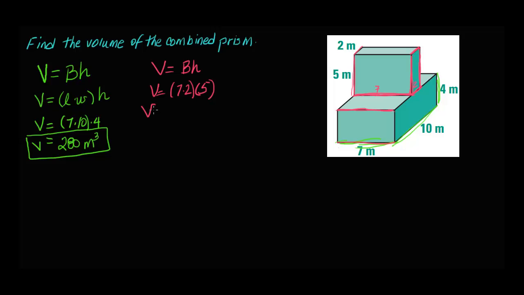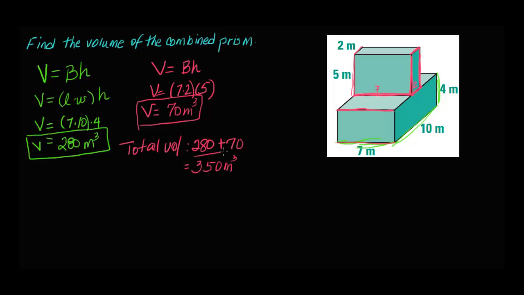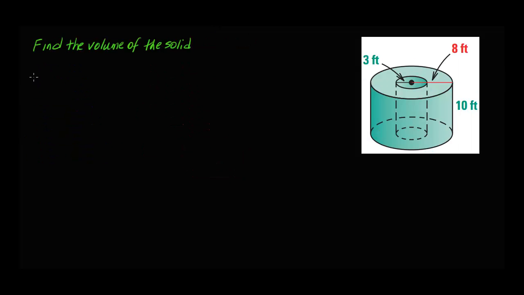So in total, the volume of the box on top is 14 times 5, which is 70 cubic meters. So now to find the total volume is 280 plus 70, and that gives you 350 cubic meters, and that's the answer. Let's do one more example. Find the volume of the solid.